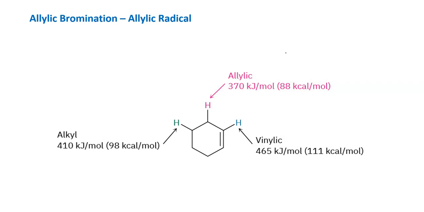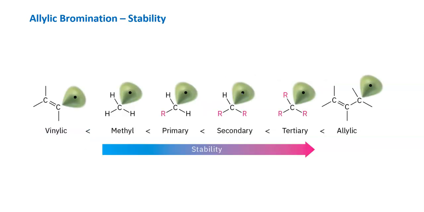So the allylic position reacts because it's weaker. The bond is weaker is one way of thinking about it. Your alkyl position, it's really hard to break those carbon-hydrogen bonds. And then the vinylic position is pretty strong as well. So this is the weakest bond, which is why it's the easiest one to break. So that's also explained through stability.